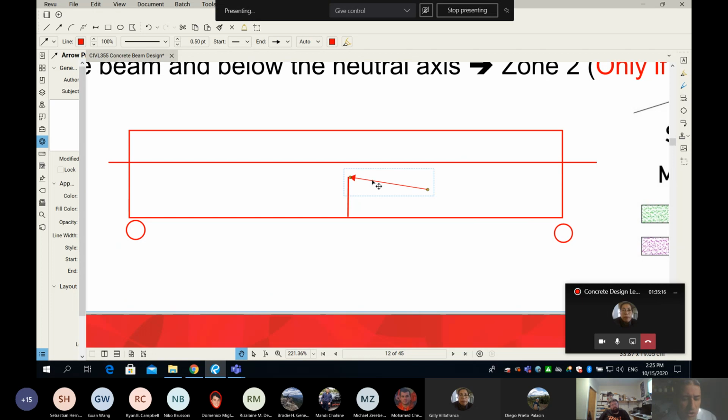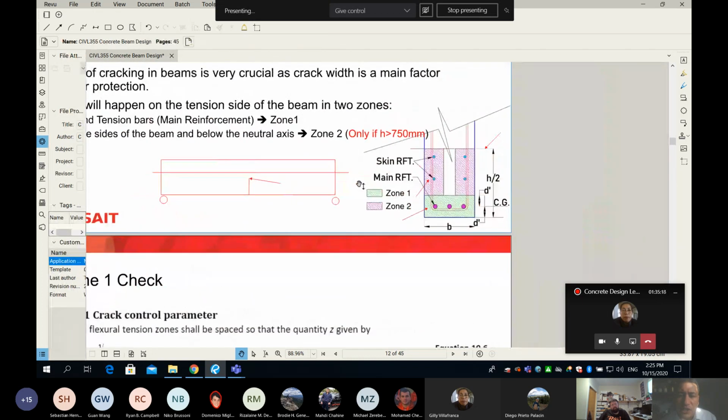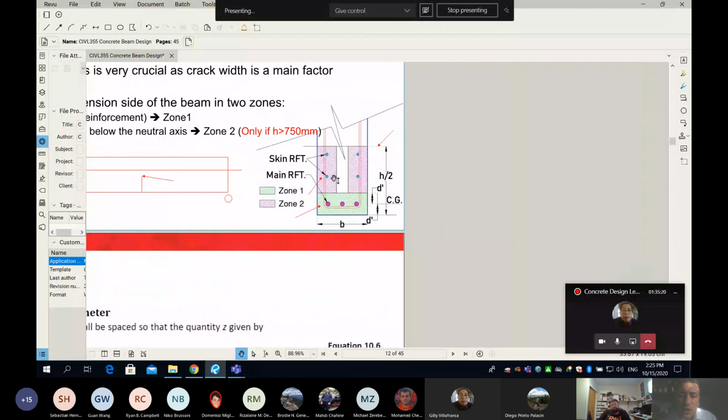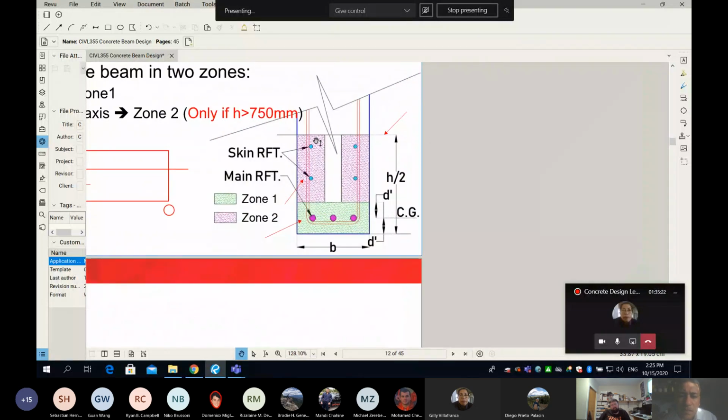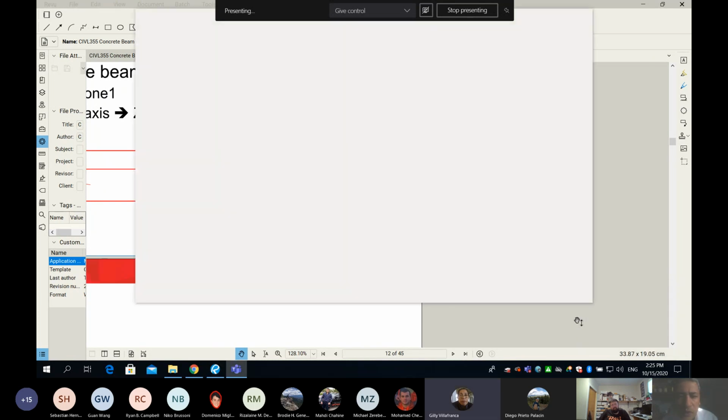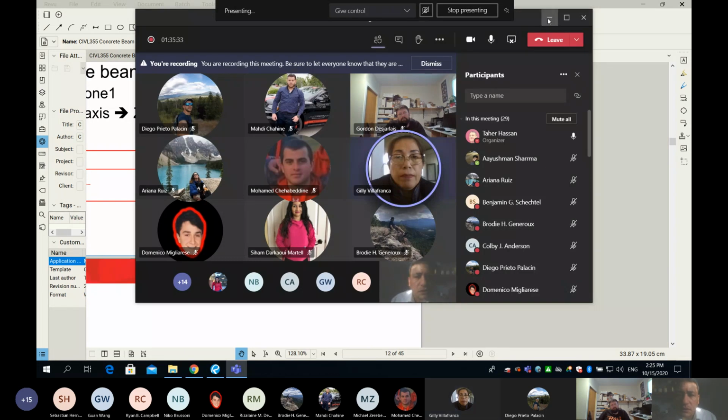That's why the code tries to make our life easy and simply says, take half of your beam. The below half of your beam, because we simply assume that everything here is in tension. Does this make sense for you? Are you following? Yeah. Okay, thank you.